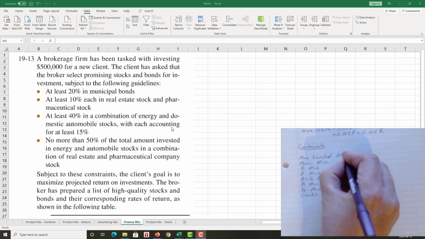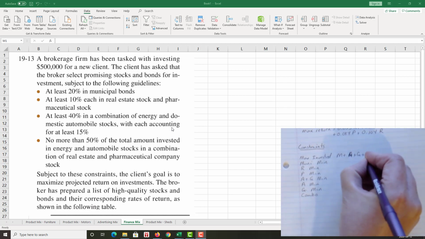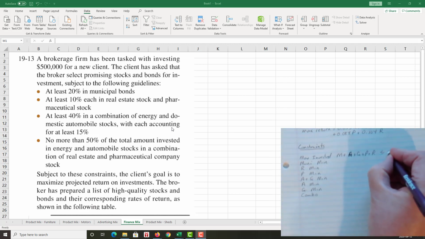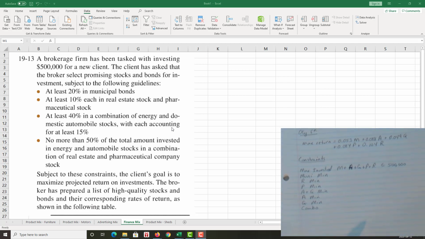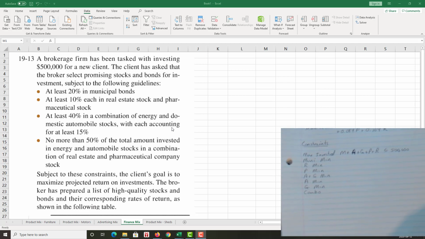So, M plus A plus G plus P plus R, and that has to be less than or equal to 500,000. It's probably going to be equal to 500,000 only because the returns on each one of these financial instruments is all positive. No risk of loss anywhere, so we'll be fully invested.